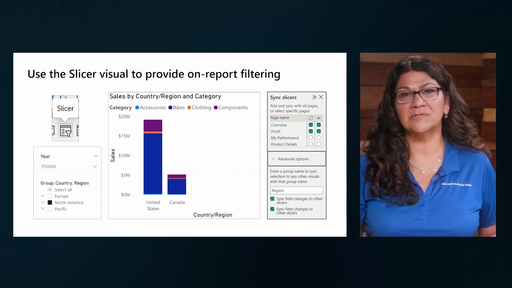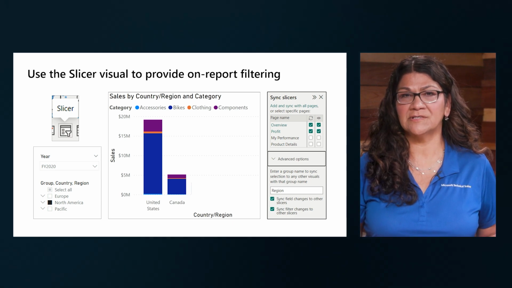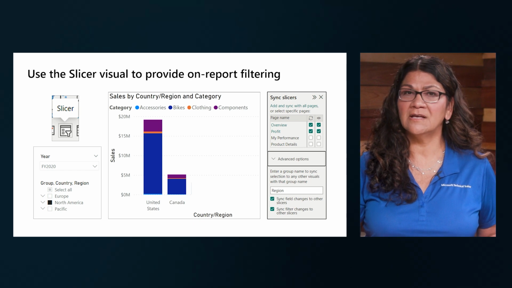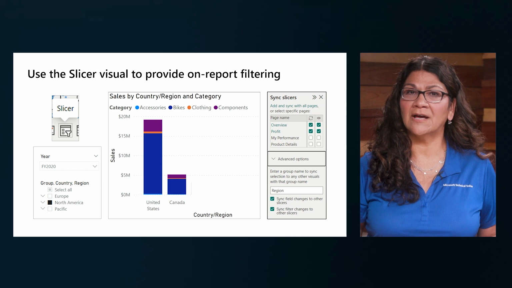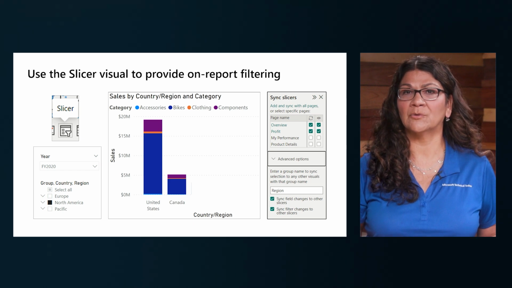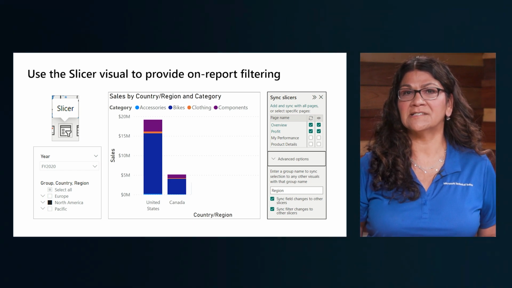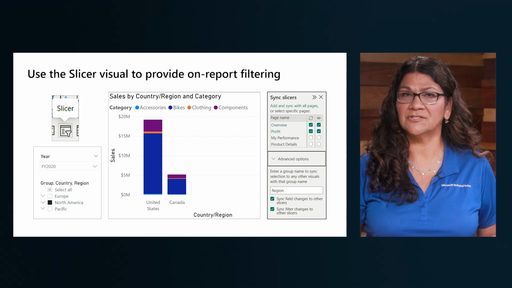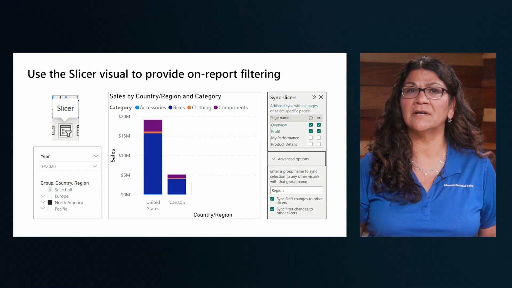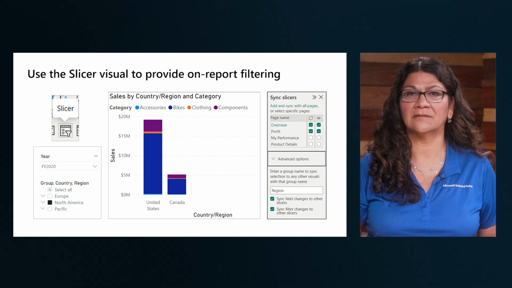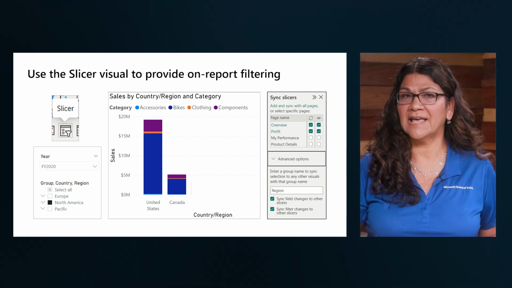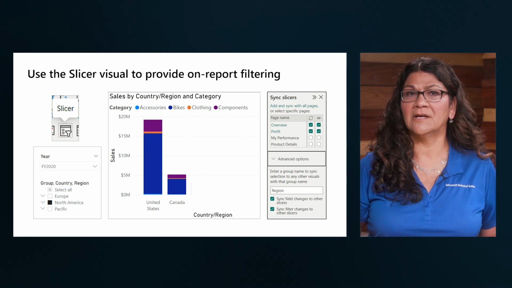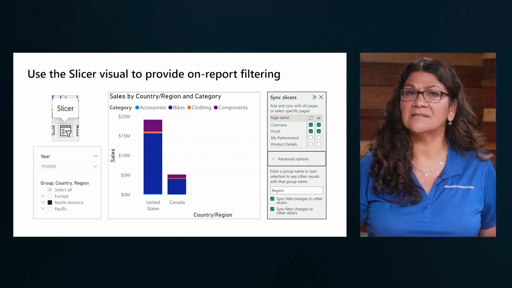In this slide, we will see the slicer in the Visualizations pane on the right. Then you will see two different types of slicers, a drop-down and a list in the lower left. And finally, a stacked column chart in the center showing sales by country, region, and category. We see that North America is selected in the slicer, so only the United States and Canada show in the chart.